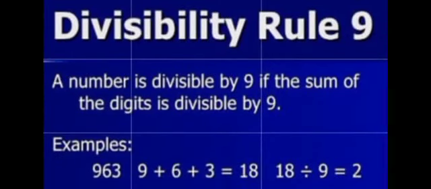Okay students, let's discuss the divisibility rule of 9, which is quite similar to 3. The rule is a number is divisible by 9 if the sum of the digits is divisible by 9. In this example, 963, the sum of digits 9 plus 6 plus 3 is equal to 18. 18 is divisible by 9, which is shown in the example. So this is the rule of 9.